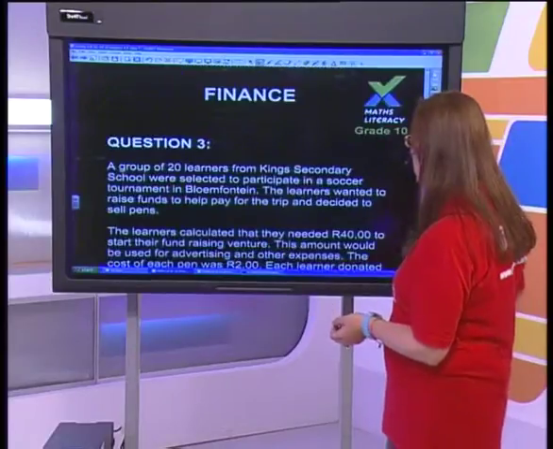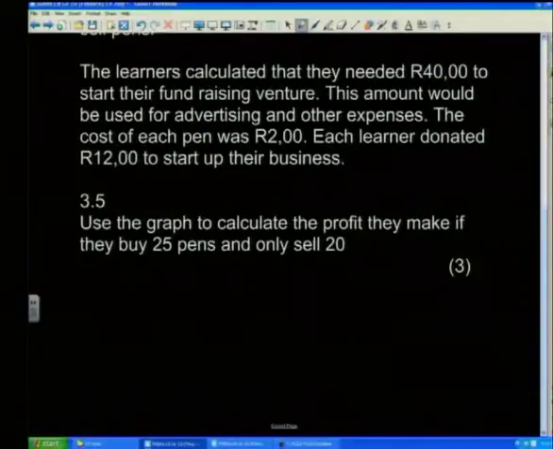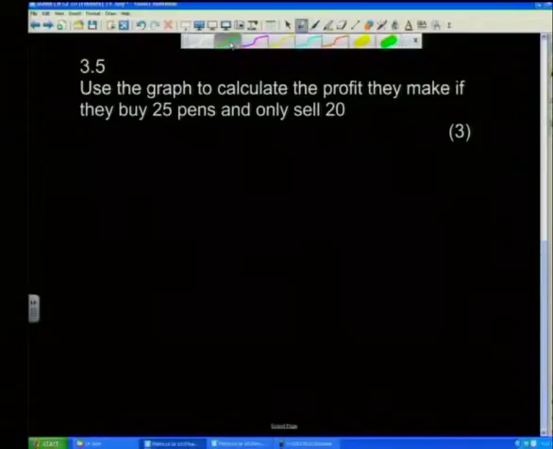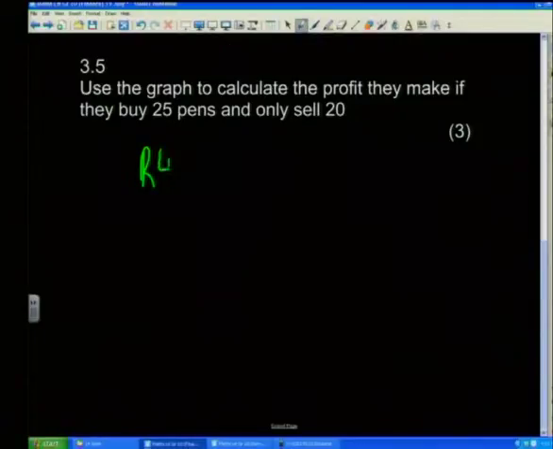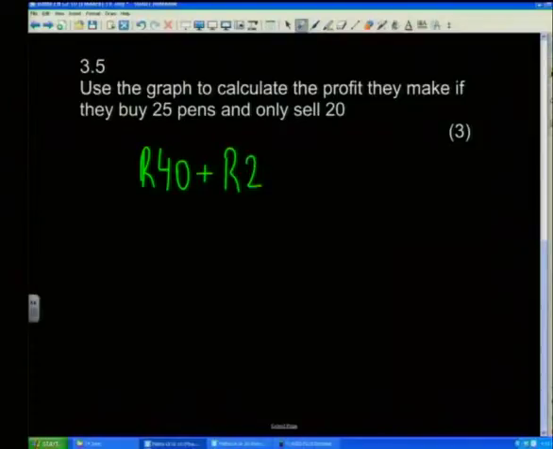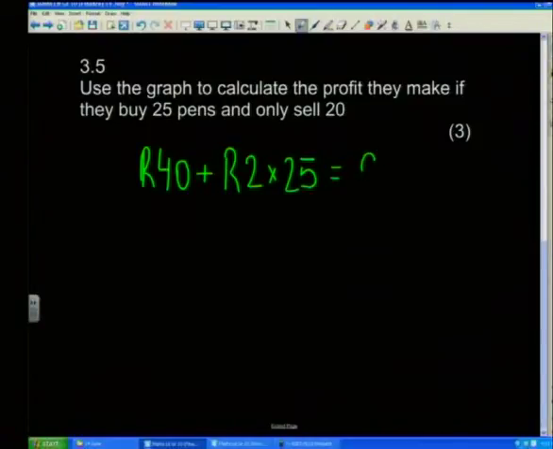Let's move to the next part of the question. Now it says, use the graph. Now we're going to use the table to calculate the profit they make if they buy 25 pens and only sell 20. So they buy 25 pens. Let's quickly do this calculation. They're going to pay 40 Rand for their fixed cost, plus it was 2 Rand a pen times 25. Okay, well, we've actually got that number. That's 90.